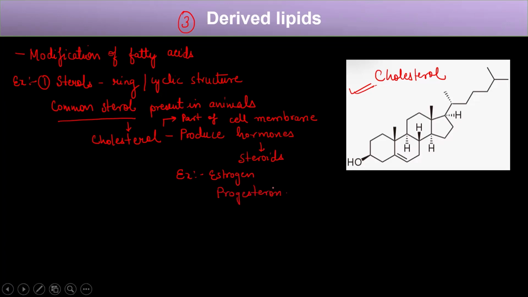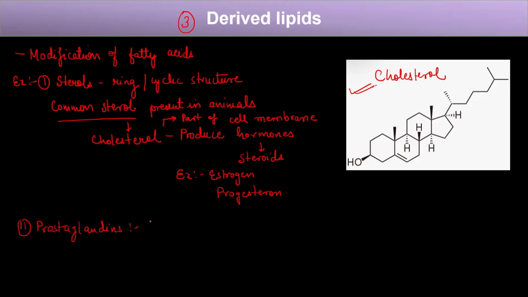Okay. So these are the certain hormones that are produced by the cholesterols. Now the second type of derived lipid is prostaglandin. Okay. The second type of derived lipid is prostaglandins. So what are prostaglandins?